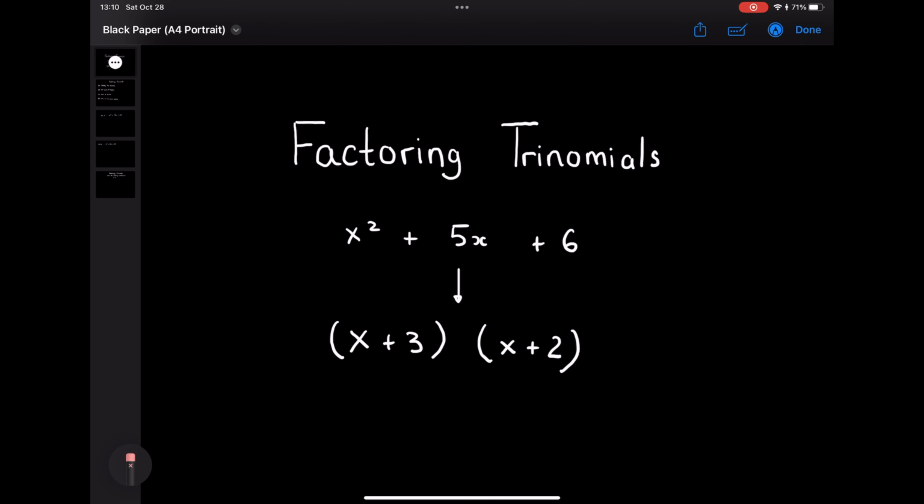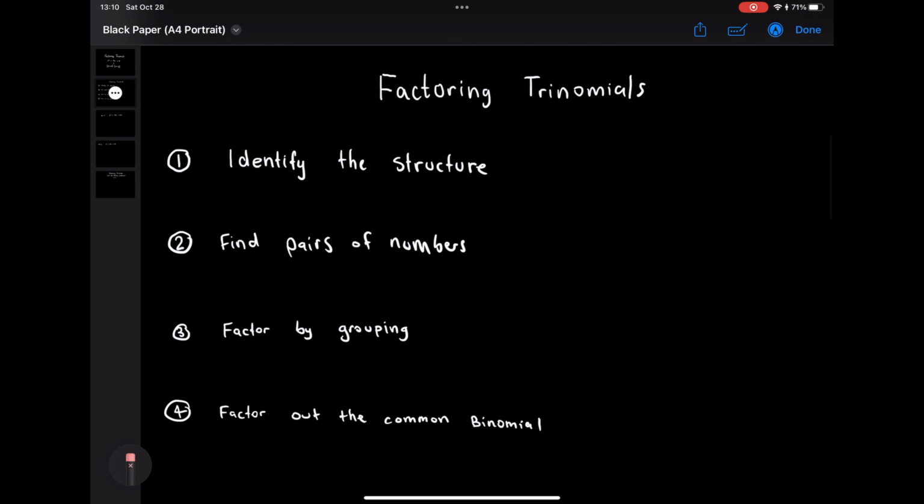So today I'll be talking about factoring trinomials. I wrote a little step-by-step guide here about how I would go at it in the simplest words I could find. In the first step, we have to identify the structure.